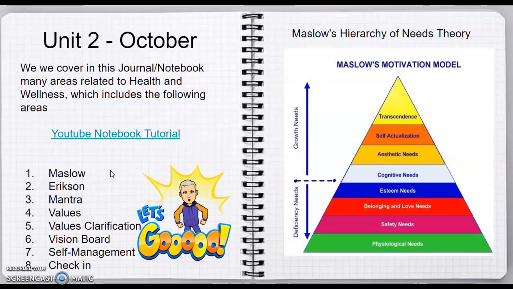This unit is going to cover, as you see on page 1, Abraham Maslow, and we'll discuss his hierarchy of needs theory and Erikson's stages of development. We're going to get a little bit more into this unit with the mantras, values, vision board, and some self-management techniques, and we'll go over all those things. And again, we're just working on our own emotional and social health, looking at ourselves and really focusing in on what's important to us and how we're living each day.